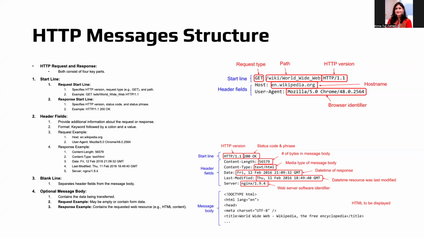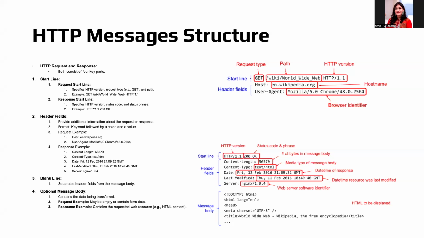The second part is header fields. Header fields provide additional information about the request or response. They are written as key-value pairs with a keyword followed by a colon and a value. For instance, in our HTTP request example, we have headers like Host: en.wikipedia.org, specifying the host being requested, and User-Agent: Mozilla/5.0 Chrome/48.0, which tells the server what type of browser is making the request. In the HTTP response, you might see headers like Content-Length: 56579, which indicates the size of the response body, and Content-Type, for example text/html, which tells the browser the type of the content being sent. After the headers, there is a blank line.